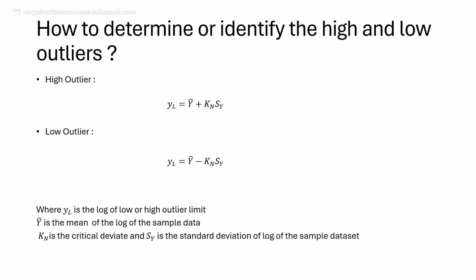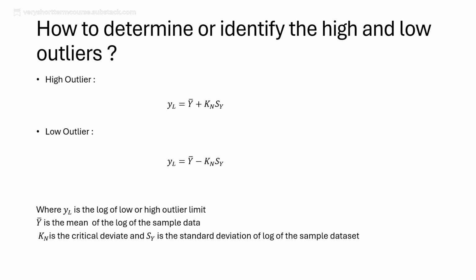Okay, and in case of low outlier, if the skewness of the data is less than minus 0.4, you have to calculate the lowest outlier first. So the lowest outlier can be found out by the same formula. You see, just the plus sign has to be replaced by the minus sign. So for low outlier detection, minus; for high outlier detection, plus. Every other variable is the same.